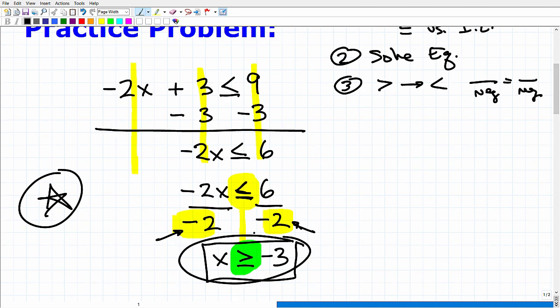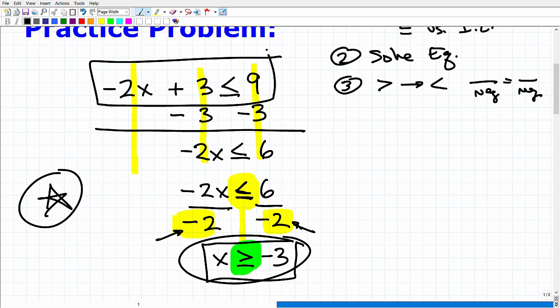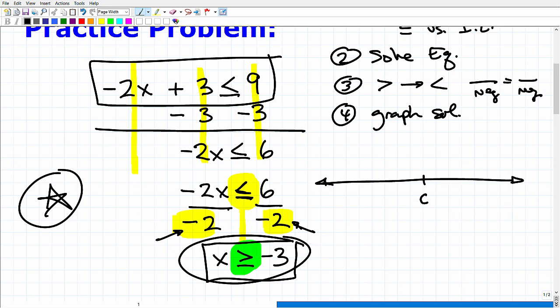So this is, in fact, the solution to this inequality. So let's give it meaning by our fourth thing that we need to do, and that's how do you graph solutions to inequalities. So what we want to do is draw a little number line, like so. And here would be 0. And let's go to this value, negative 3. So let's say this is negative 3.